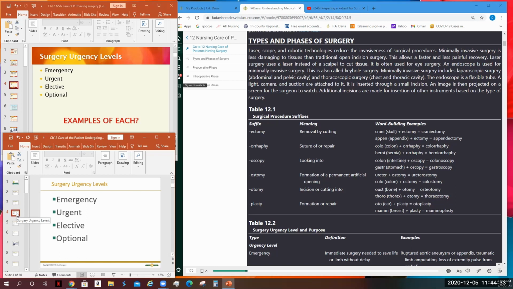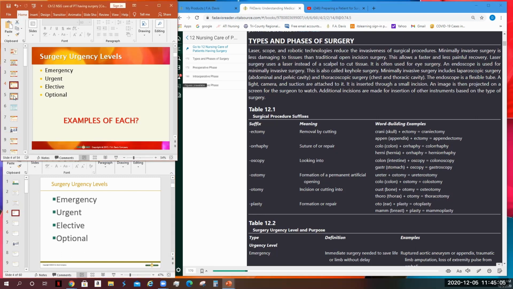Minimally invasive surgery includes laparoscopic surgery, abdominal and pelvic cavity, and thoracoscopic surgery, chest and thoracic cavity. The endoscope is a flexible tube. A light, camera, and suction are attached to it. It is inserted through a small incision. An image is then projected on a screen for the surgeon to watch. Additional incisions are made for insertion of other instruments based on the type of surgery.